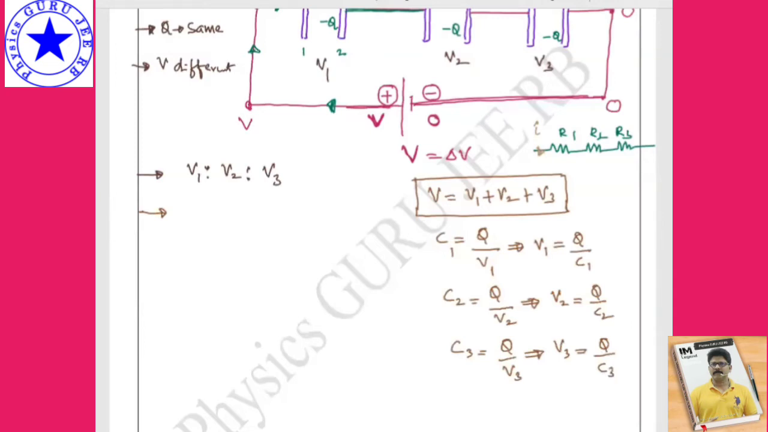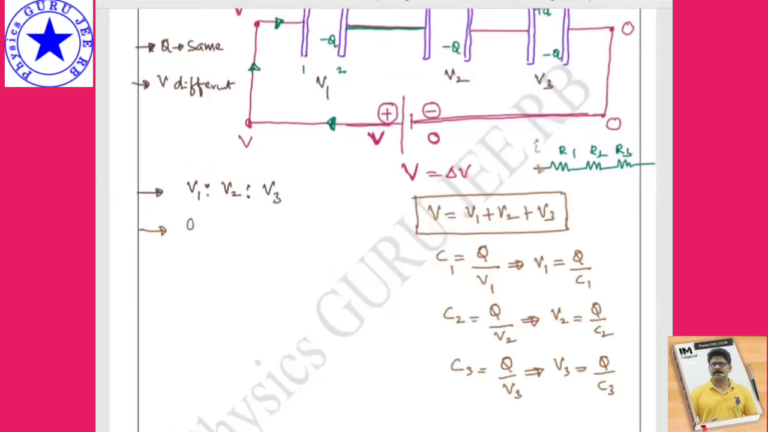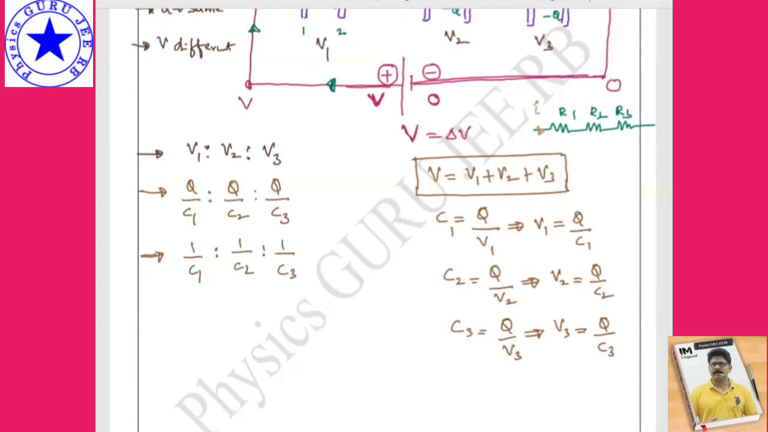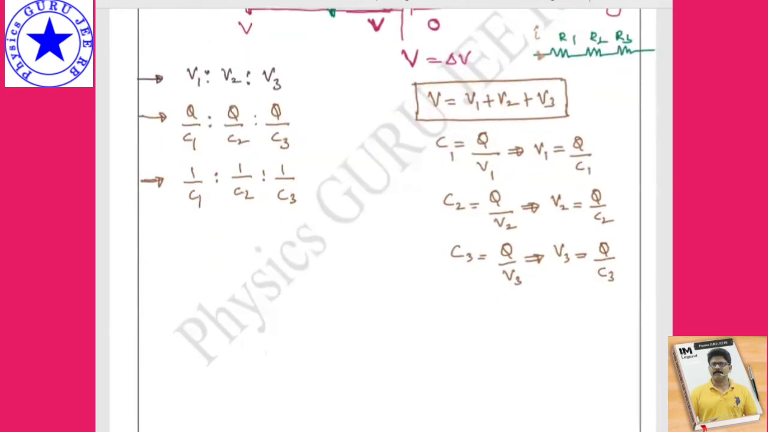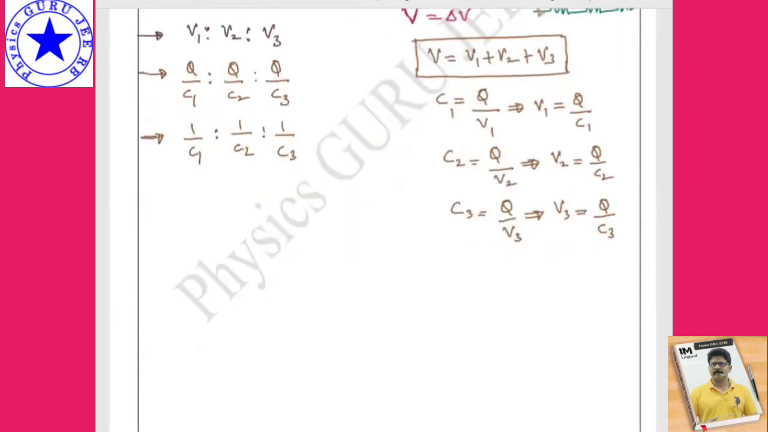Now what I can write, the ratio Q by C1 is to Q by C2 is to Q by C3. Or we can write the ratio 1 by C1 is to 1 by C2 is to 1 by C3. Hope it is clear. So V is distributed. Now take this and substitute V1, V2, V3 in the V equation, that is V is equal to V1 plus V2 plus V3.